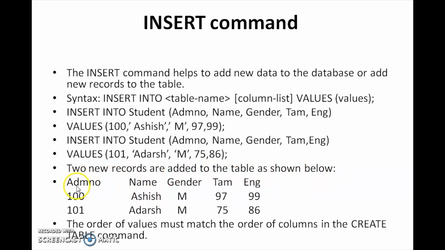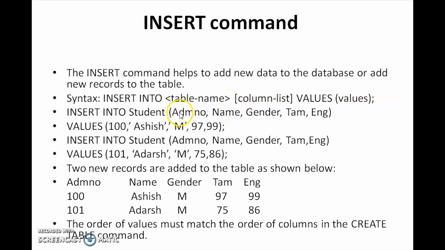So now how will it look? The table will look like this. Admission number first, 100. What is the first record? 100, Ashish, gender M, Tamil 97, English 99. And next, 101, Adarsh, male, 75 and 86. So the order of values must match the order of columns in the create table command. That one is important, so it must be given in the same order. Clear? So now we have seen that the column list is optional.